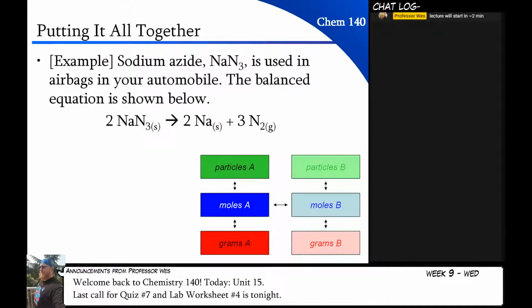So I'm going to give you this reaction here. This is the reaction for sodium azide. I'm going on a tangent here. The way that sodium azide works in your airbag in your automobile is that you have a small amount of sodium azide inside a small chamber at the base of the steering column, and the steering column is connected to your airbag in your vehicle.